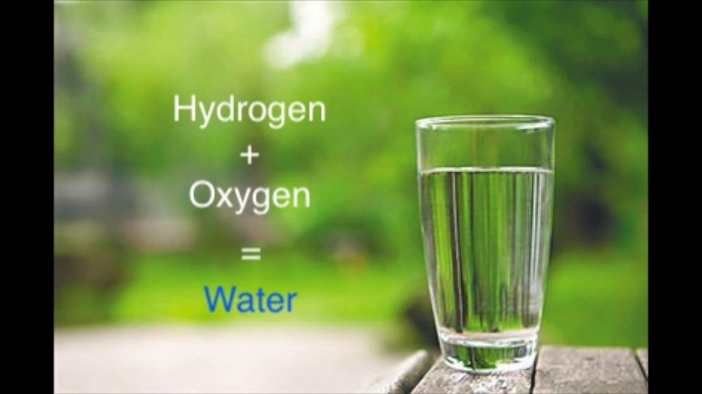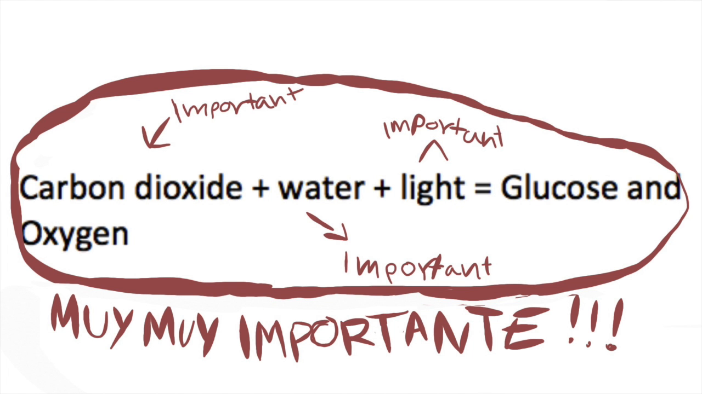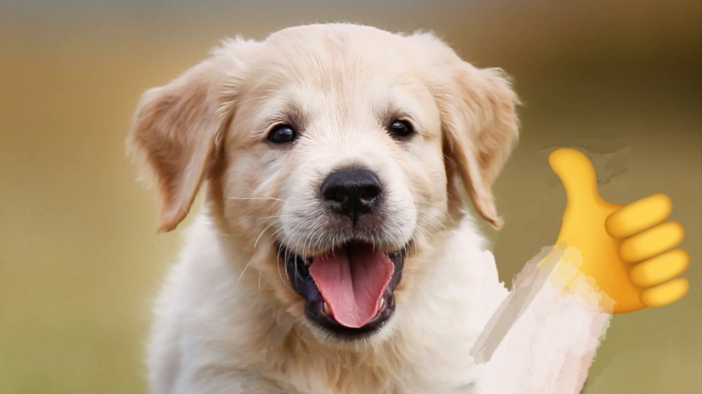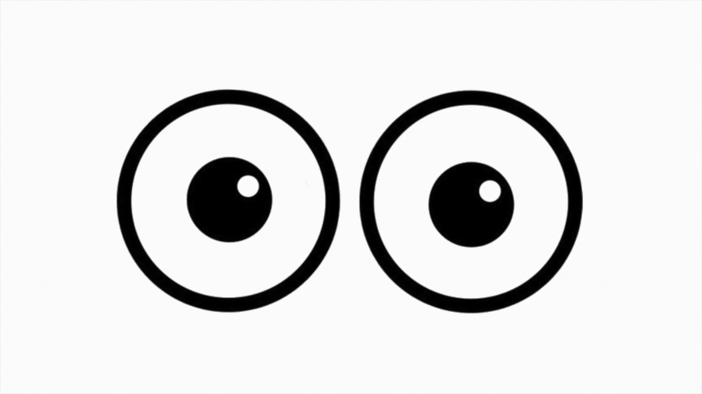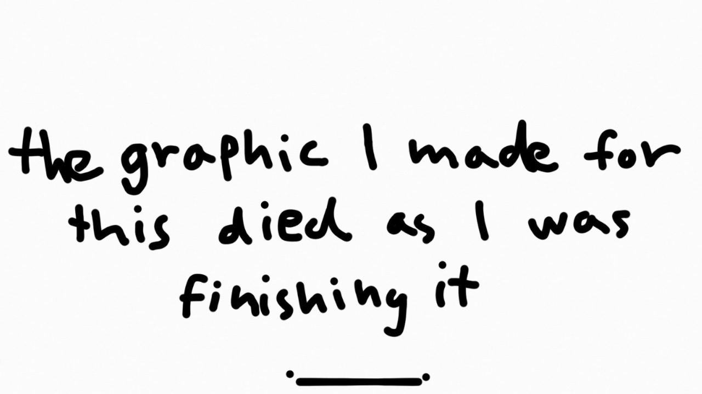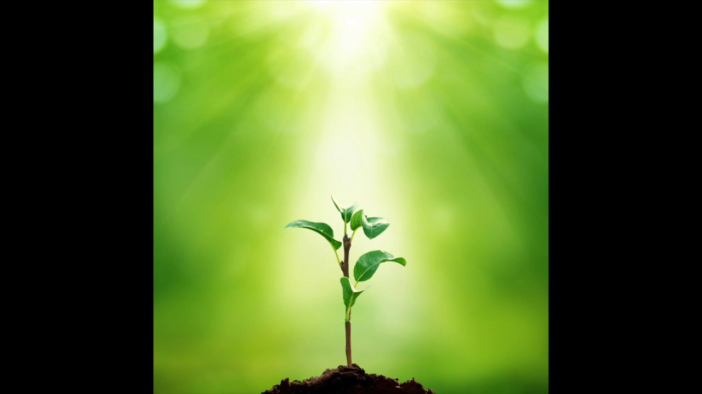As you can see, the reactants that go into and the products that come out of photosynthesis are very important, not just to plants, but to us humans and animals too. Now, let's take a closer look at the sun and energy. Remember that energy comes in a lot of different forms, and while energy can't be created or destroyed, it can be converted or transformed. Photosynthesis is a great example.